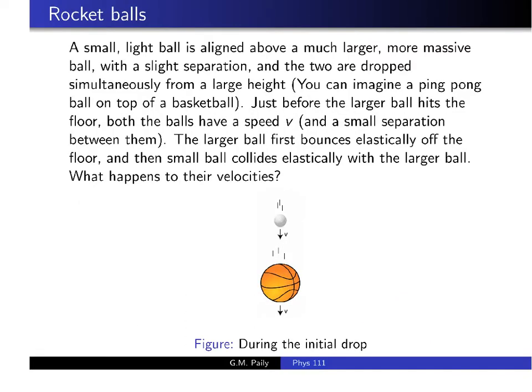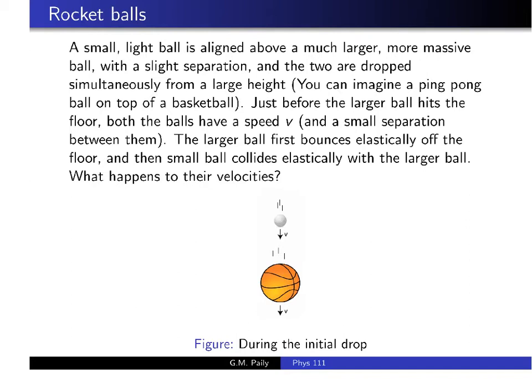Here is another special case. Here we consider two balls. One of them is very small and light. You can think of it as a ping pong ball. And the other one is much larger and more massive, like a basketball. They are initially held with a slight separation and then dropped simultaneously from a large height. Obviously, the basketball will hit the floor first, and then as it bounces up, the ping pong ball will collide with the basketball. We would like to see what happens to their velocities.